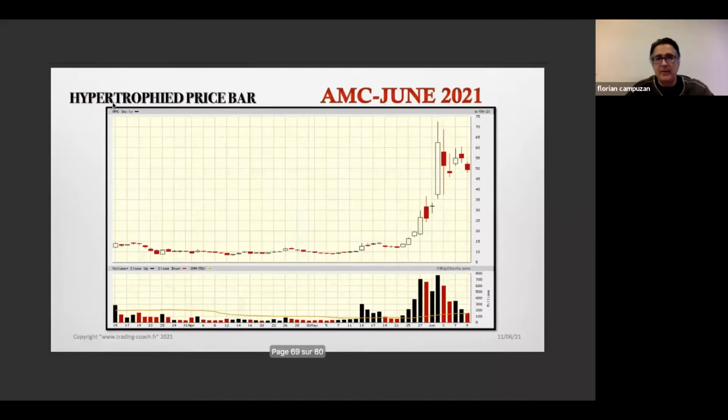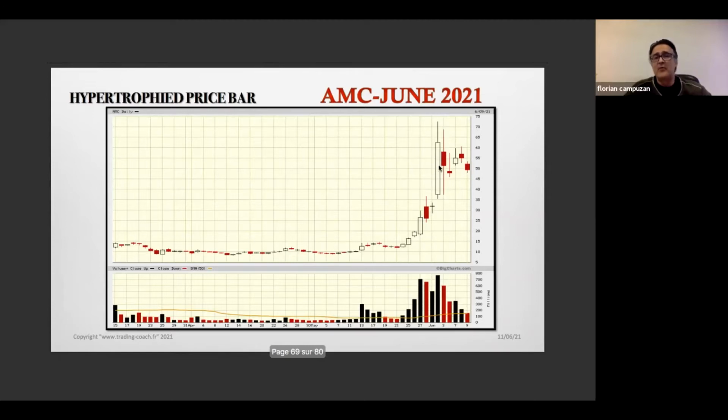Here you see a part of the price bar at the end of the move. It was AMC. I don't know if you heard about that. If you play stocks, it was a big, huge move. It started from 15 and reached about 17, a 500% move in 7 days. Again, 1, 2, 3, 4, 5, 6.